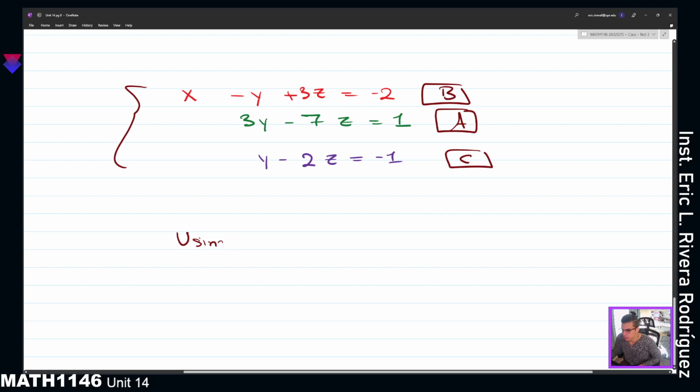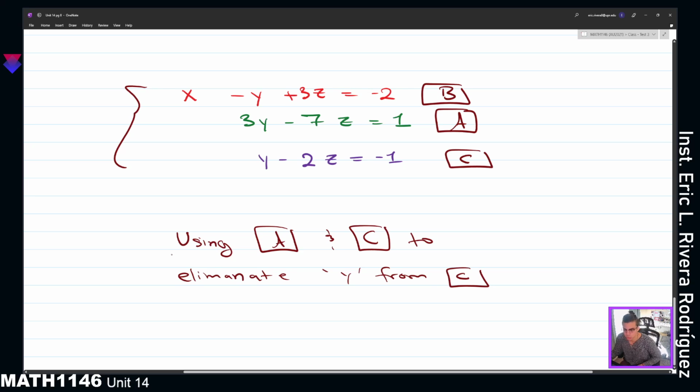Okay, so using A and C to eliminate Y from C. Do not use equation B. If you use equation B, because equation B has an x term, you will introduce the x term back into equation C. Okay, so now we are going to have a new C again, and that new C is going to be formed using equation A plus equation C.